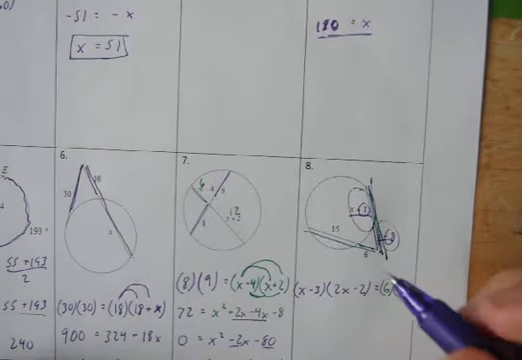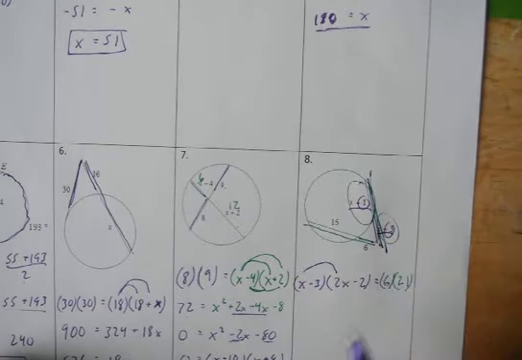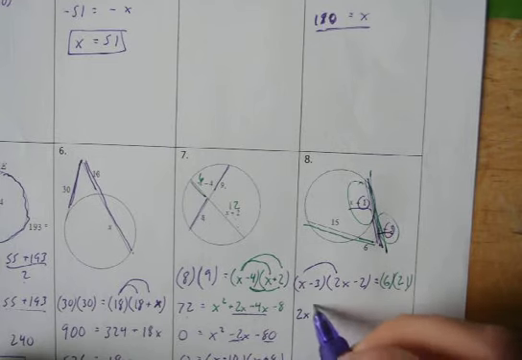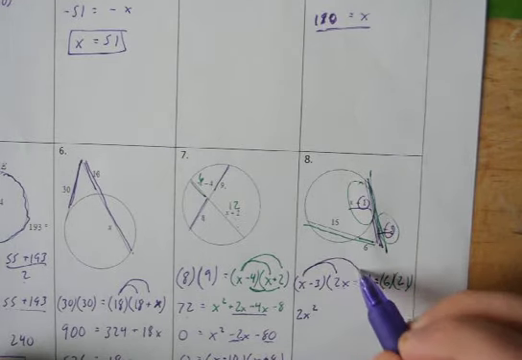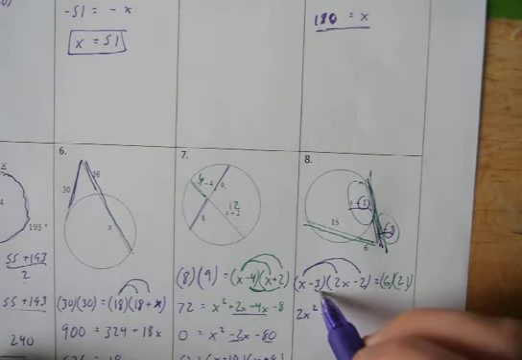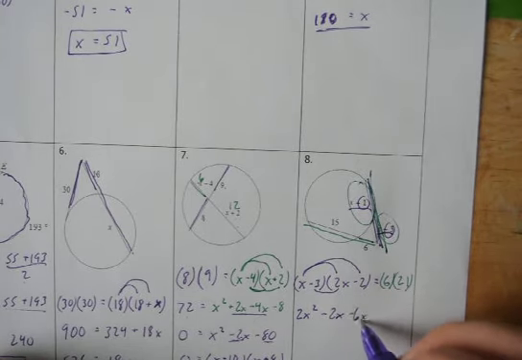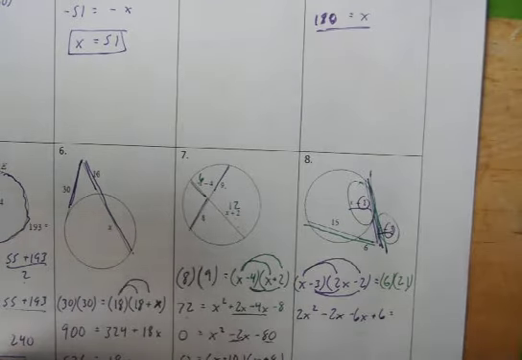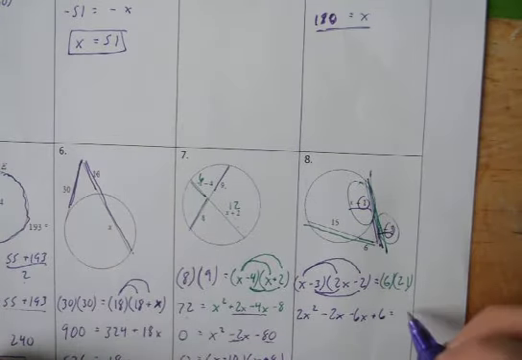And if we're going to FOIL, so that would be x times 2x, so that's 2x squared, minus 2x, minus 6x, plus 6, and then 6 times 21 is 126.